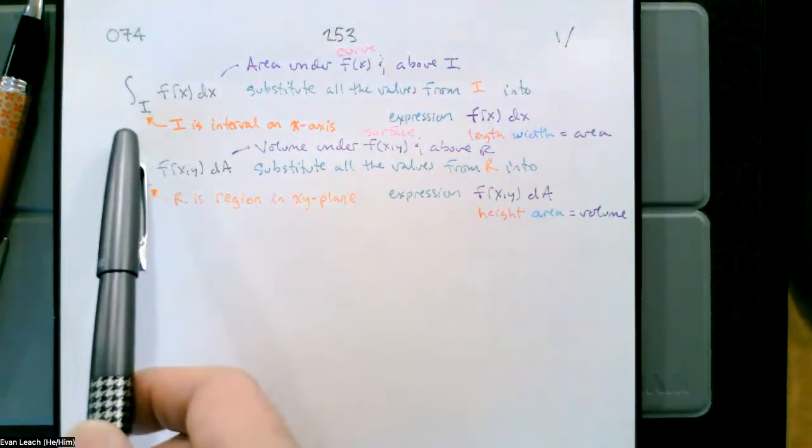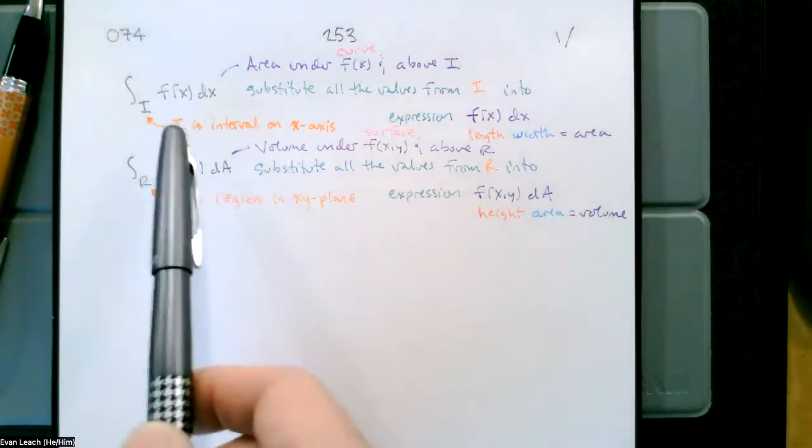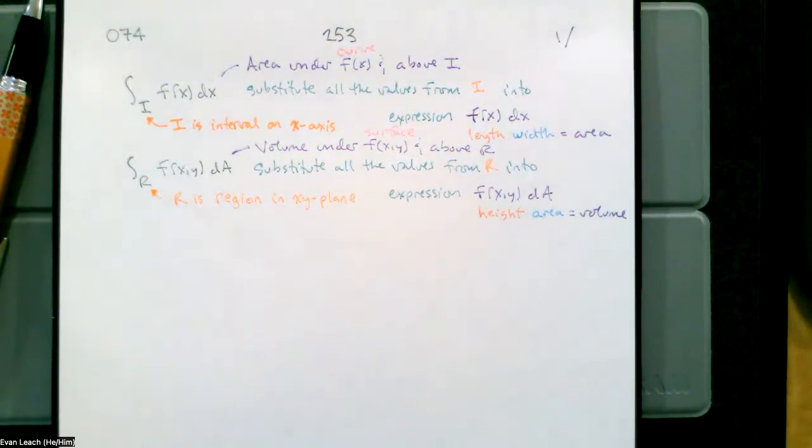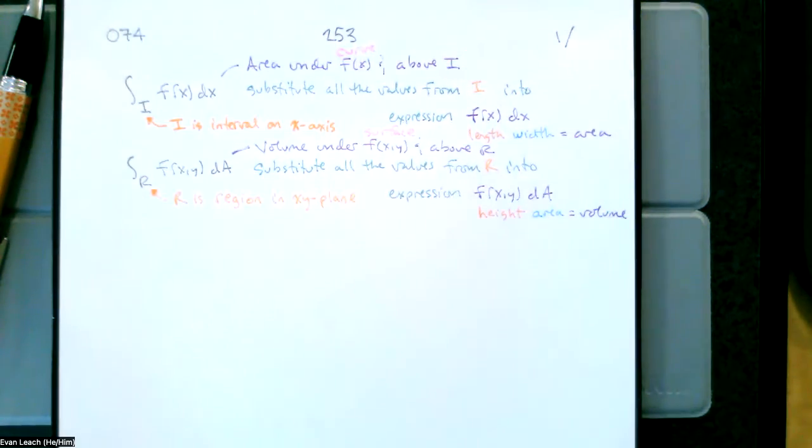An interval is a very simple thing. Start at A, end at B. That's the only subset of the x-axis when we only have one dimension to work with. That's all we need. Start here, end here. That's as complicated as it can possibly get because we have a one-dimensional subset of the one-dimensional space.